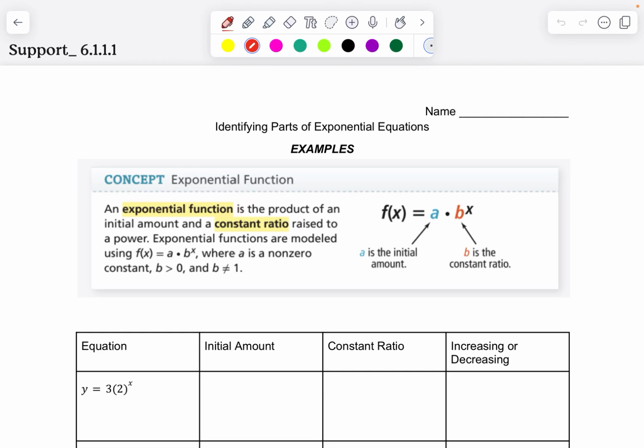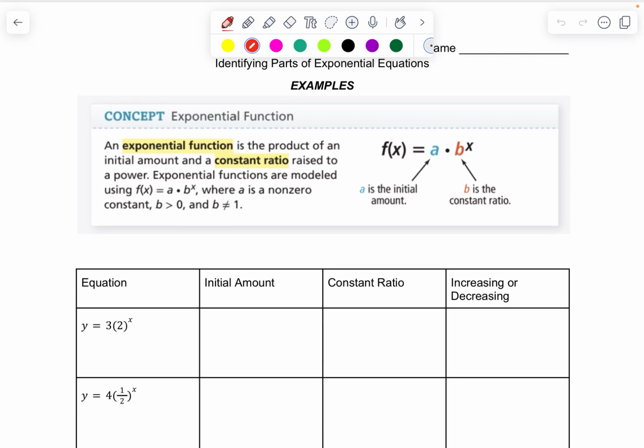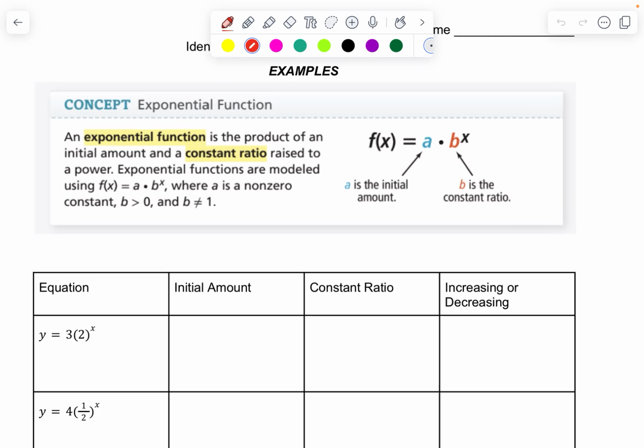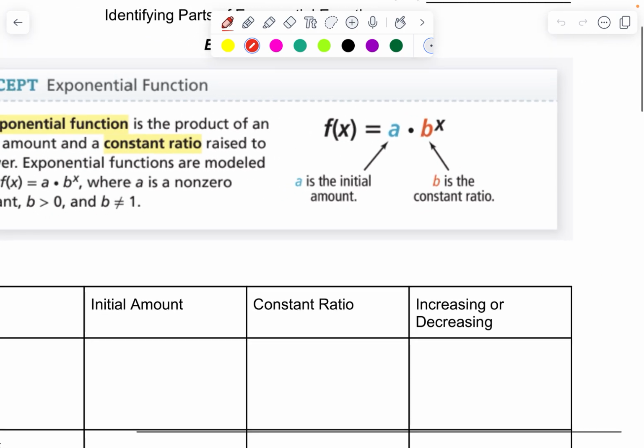Hi friends, today we're going to talk about exponential functions and how to identify the main parts of those functions. An exponential function is the product, that means multiplying, of an initial amount in a constant ratio raised to a power. Exponential functions are modeled using f of x equals a times b to the x. A is the initial amount, so it's like the y-intercept, (0, a), and then b is the constant ratio.